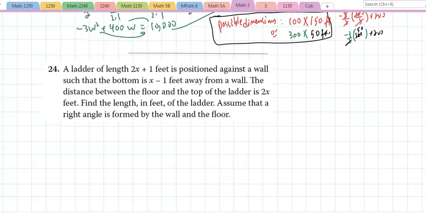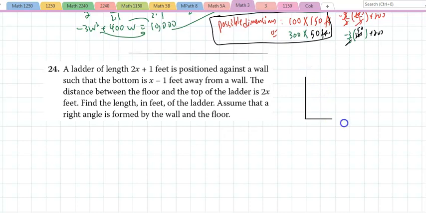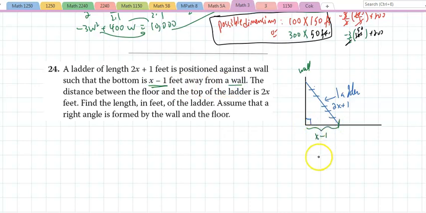The last problem I'd like to look at is problem number 24, and it says a ladder leans against a wall. A ladder of length 2x plus 1 is positioned against a wall. Let's say this is the wall, and the ladder looks like this. There's the ladder. And the length of it is 2x plus 1, such that the bottom is x minus 1 feet away from the wall.